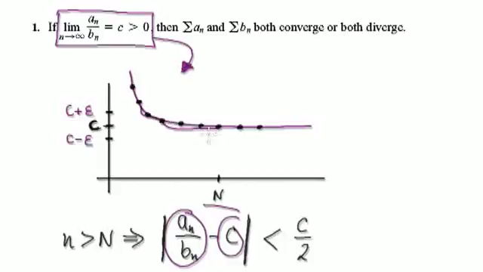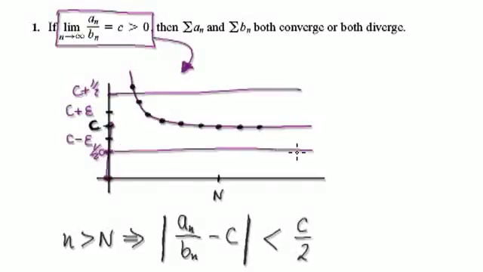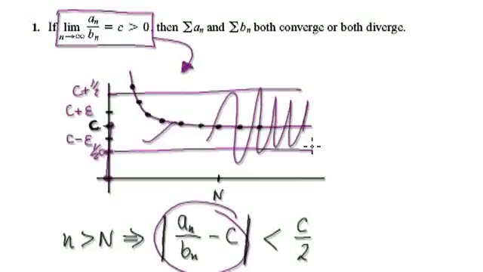If you take the sequence, take away the limit, it must be less than half of c. So c from here to here, half of c is here. Okay, so this is half of c, and this would be c plus half of c. So it must fall within this band. It can wiggle back and forth within this band here.